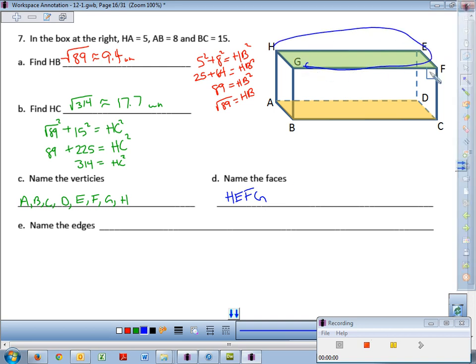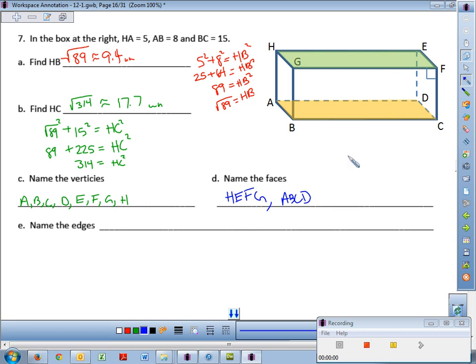You could go E, F, G, H if you wanted to. You could go F, G, H, E. You can go E, H, G, F. You can go counterclockwise if you want to. You just can't skip around and go like H to F to G to E. You can't cross up. You've got to go in consecutive order. So that's the top green base, E, F, G, H. The bottom one, A, B, C, D. There are 2 faces right there.